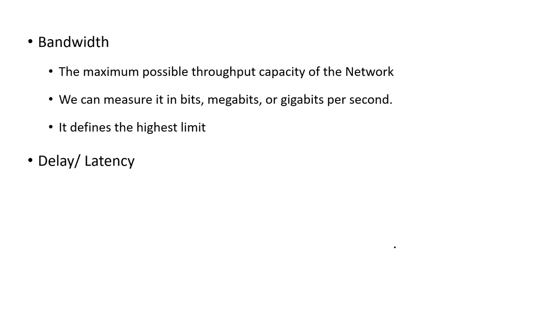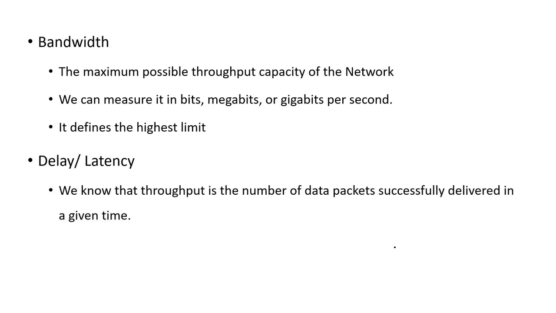Next one is delay, that is latency. We know that throughput is the number of data packets successfully delivered in given time, and delay is the measure of time taken for that delivery. Apart from this, performance can be measured on number of users, means how many number of users are there in the network. If more number of users are there, then there will be more congestion.